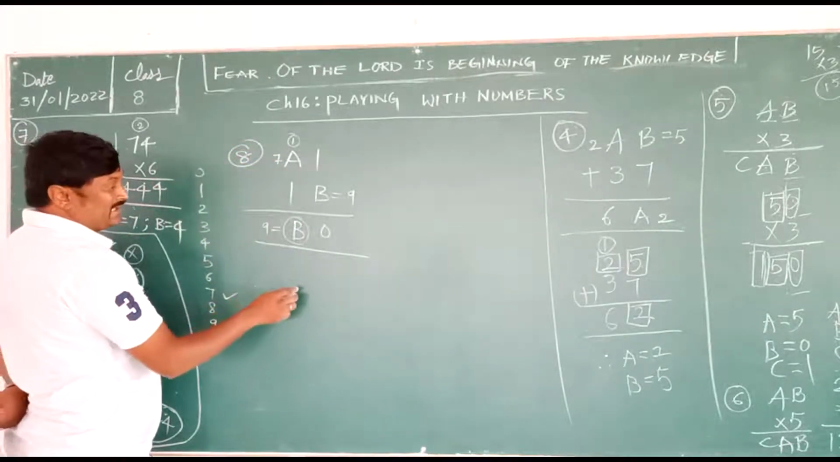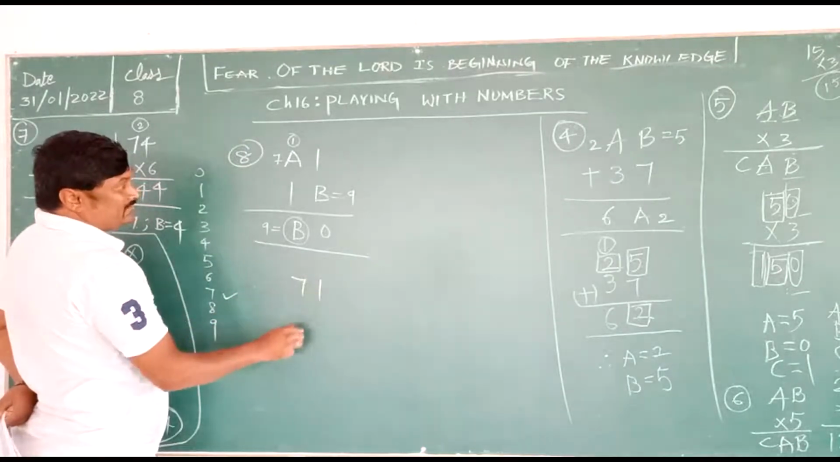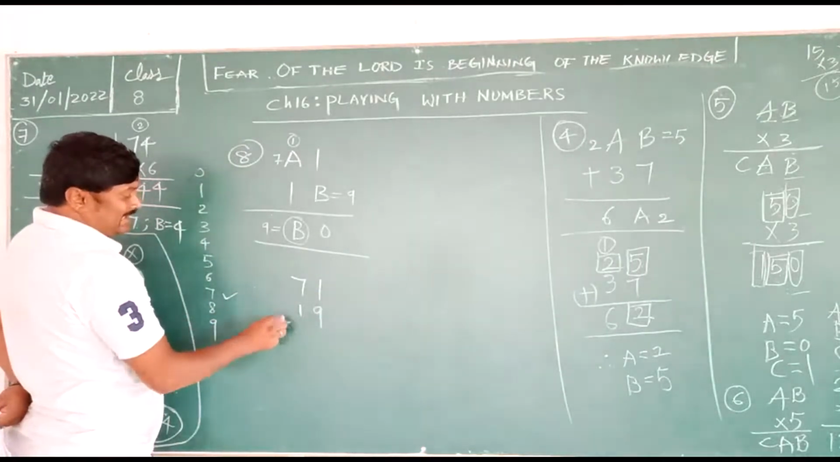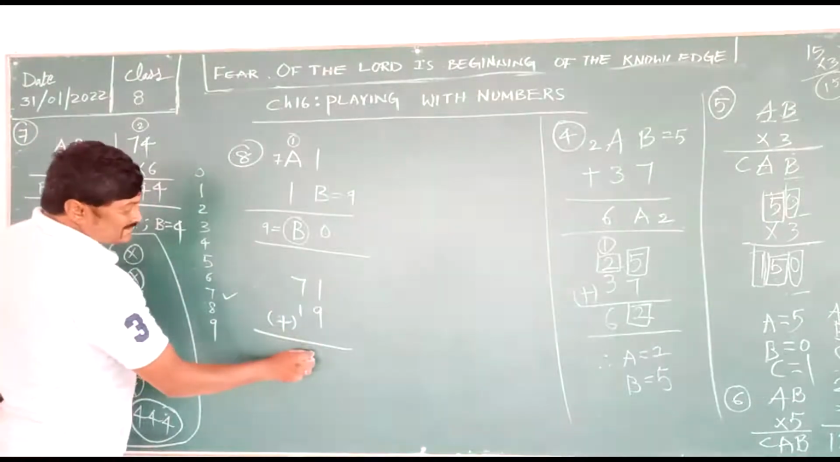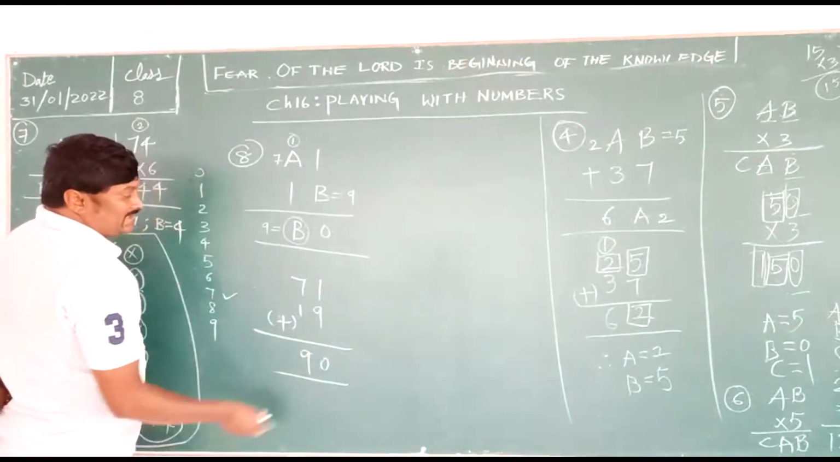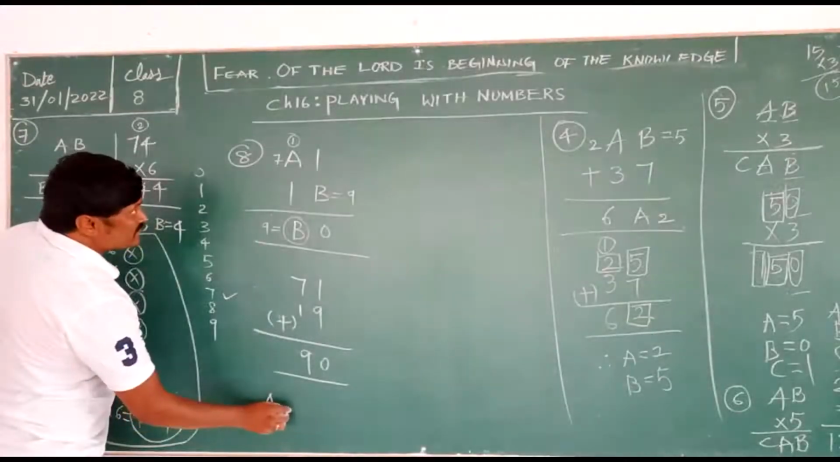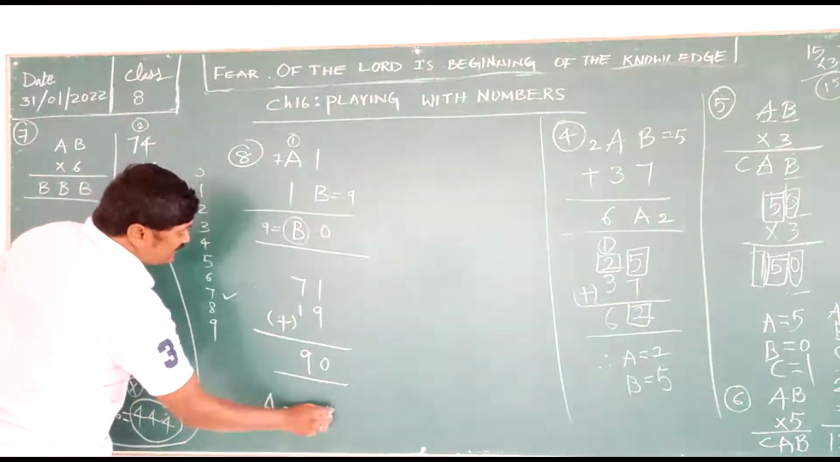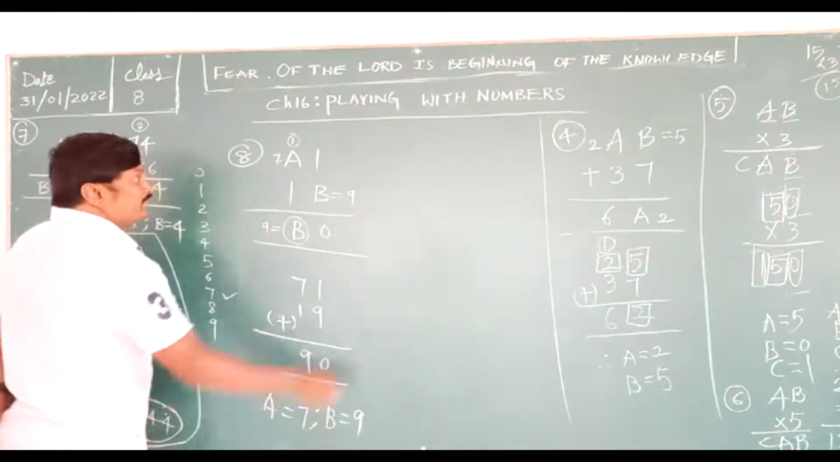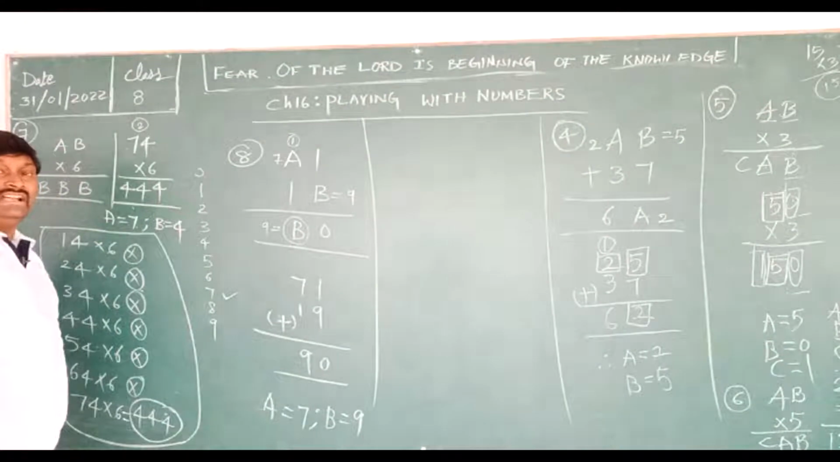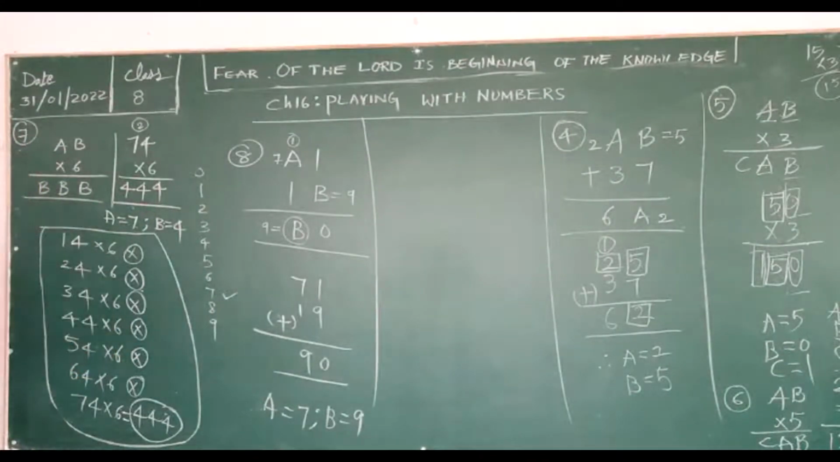So now my answer at last: 7119 added, we get the answer as 90. And here A is equal to 7 and B is equal to 9. Finished your problem number 8. Who has given correct answers for them? Give claps, everyone.